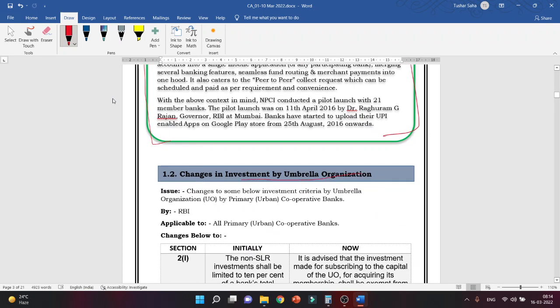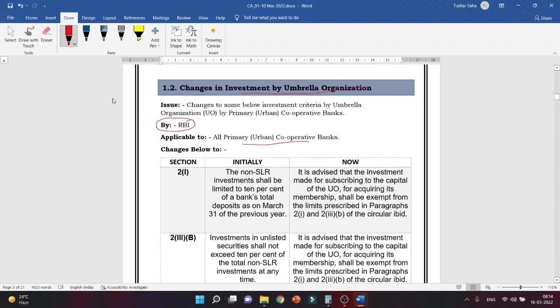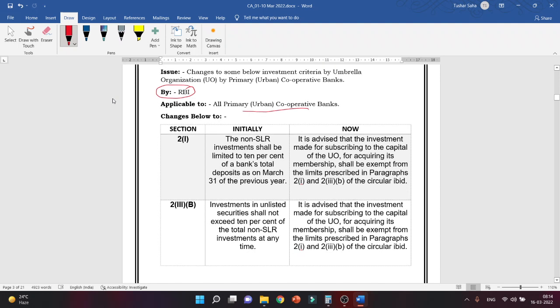Changes in investment by umbrella organization. Now what is this? This is again a circular by the Reserve Bank of India. This is applicable to all primary cooperative banks. There is a change made to an old circular, section 2 and section 3B. This is where the initial commentary said the non-SLR investment shall be limited to 10% of the bank's total deposit as on March 31st of the previous year. Now this cap has been removed. Again here, the 10% cap on non-SLR investment at any time has been removed, and it has been made voluntary.